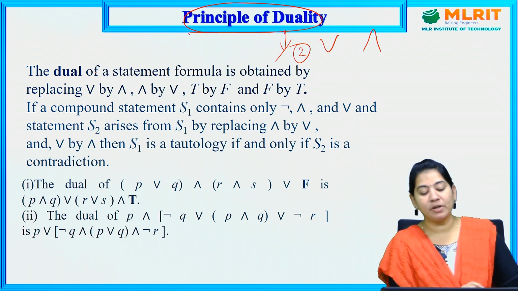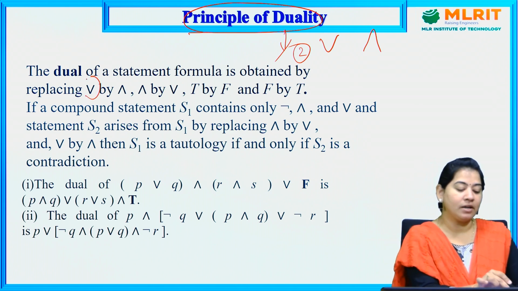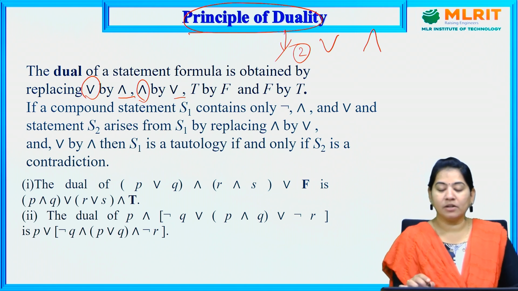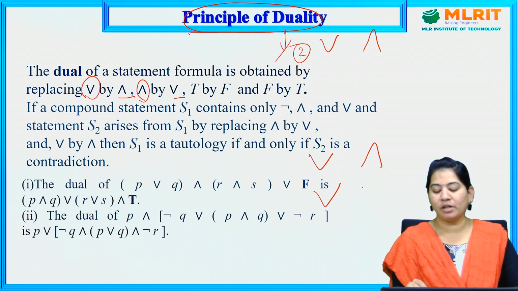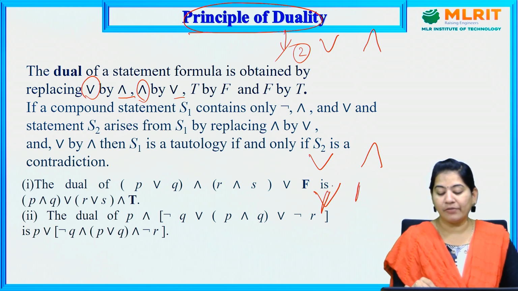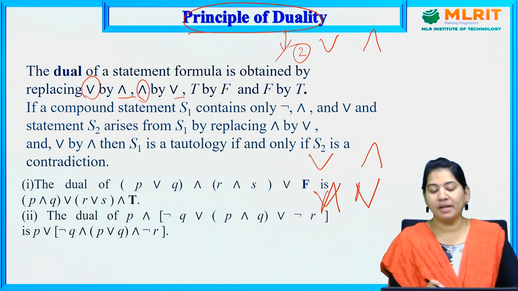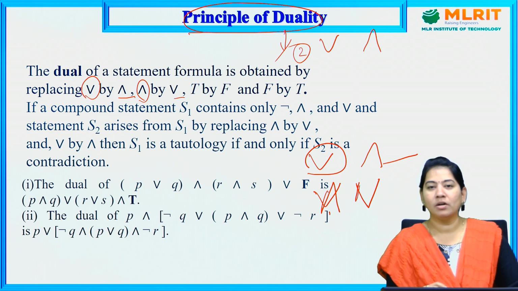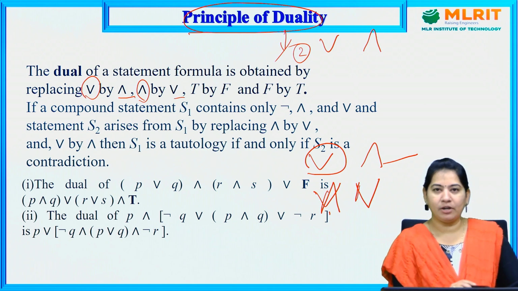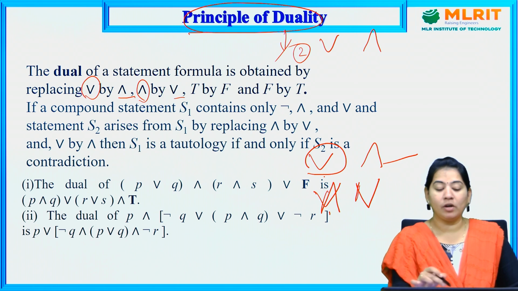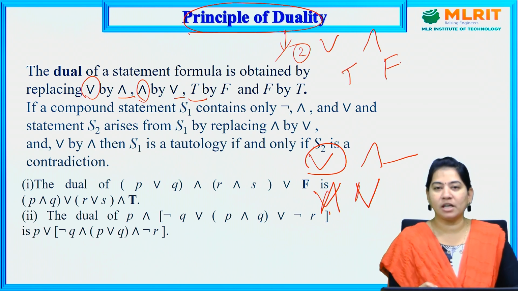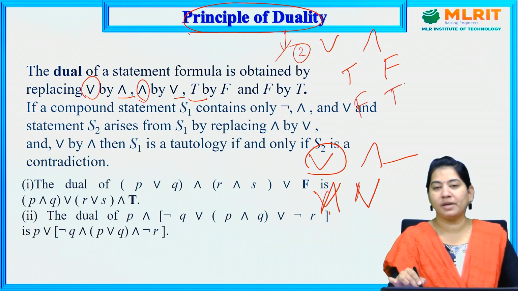The dual of a statement formula is obtained by replacing OR by AND or AND by OR. So in the question, whenever you have OR, you have to replace it with AND. If you have AND, you need to replace it with OR. So this is the principle of duality. Not only this, we also have the true statement and false statement. Whenever you have true, you need to replace it with false. If you have false, you need to replace it with true.